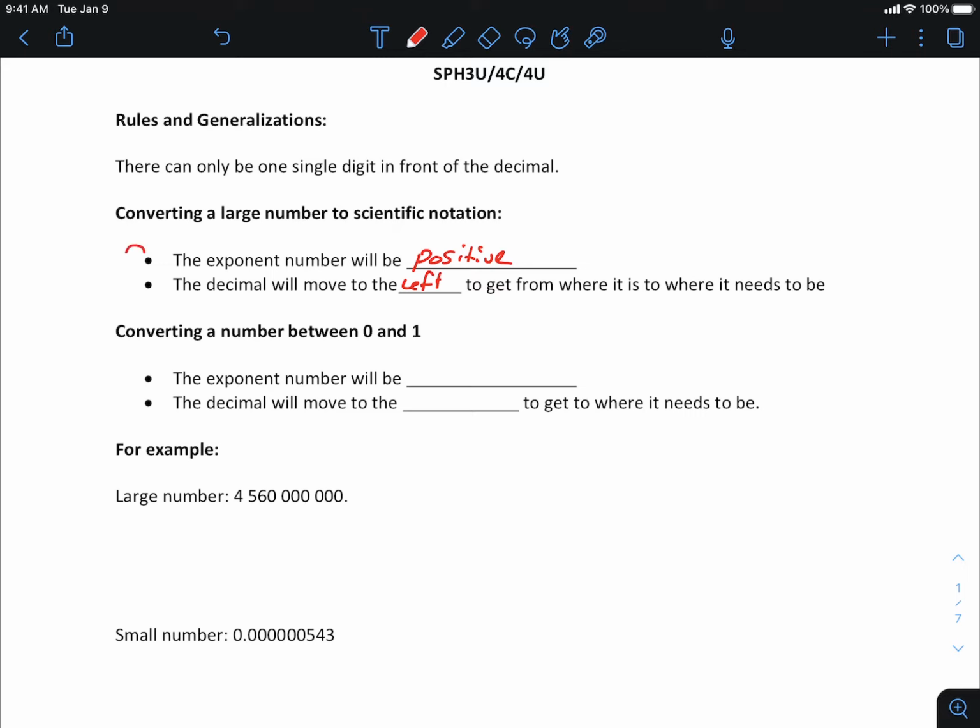These are just generalizations for converting a large number. And then if I'm converting a number between 0 and 1, so something small, the exponent number will be negative, and the decimal will move to the right. We're going to see two examples here where this is the case.